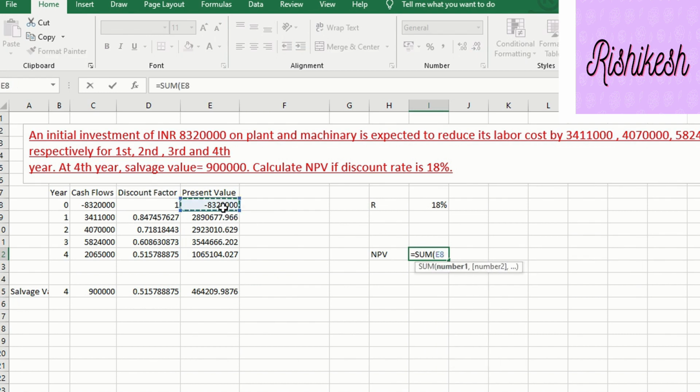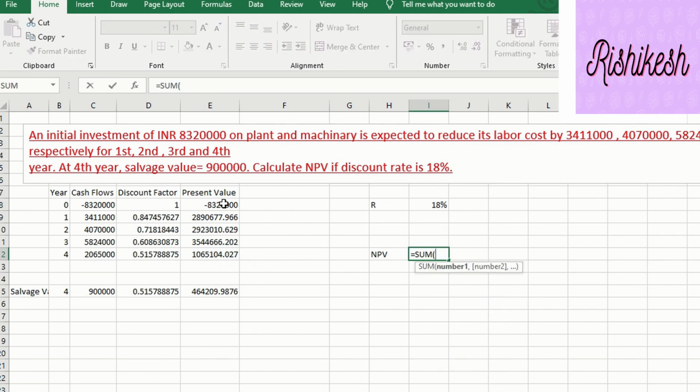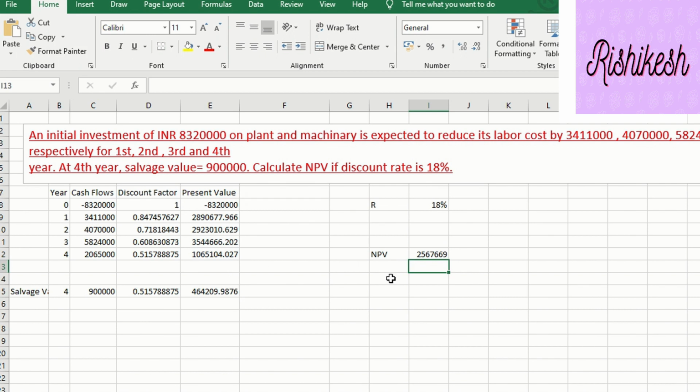NPV will be the sum of all these present values along with the salvage value. Press enter, and this is 2,56,000, it is actually 25 lakhs, right? 25 lakhs, this is what becomes your NPV. So this is how we calculate the NPV.